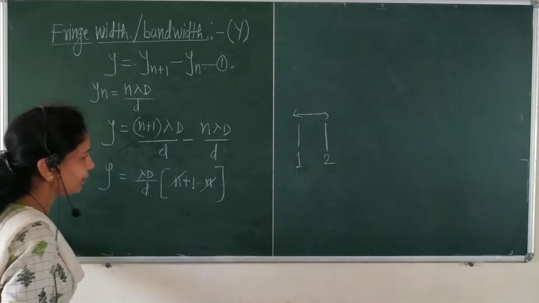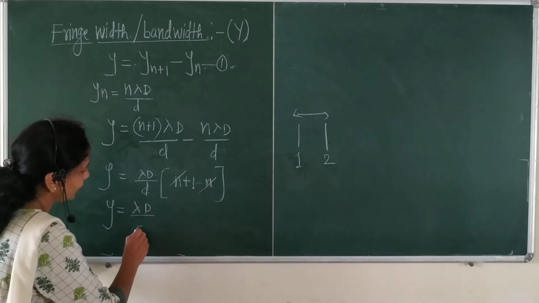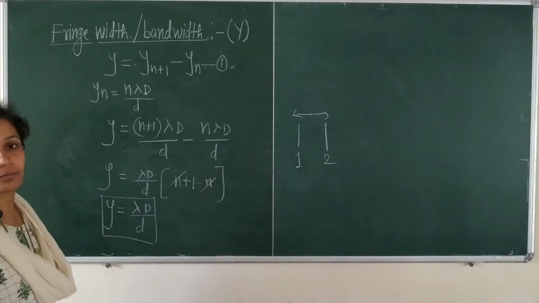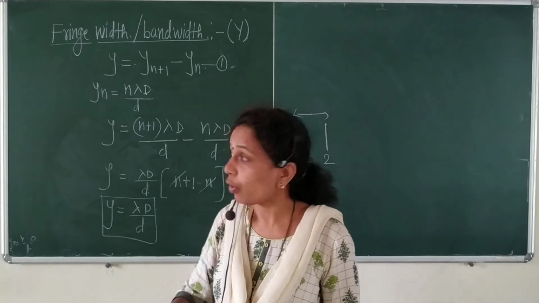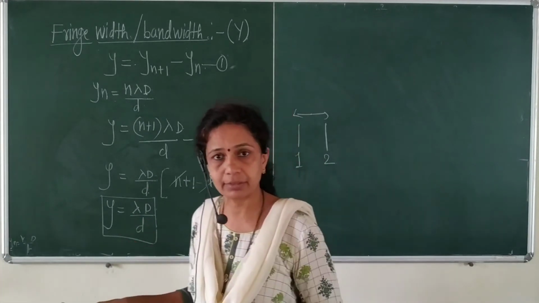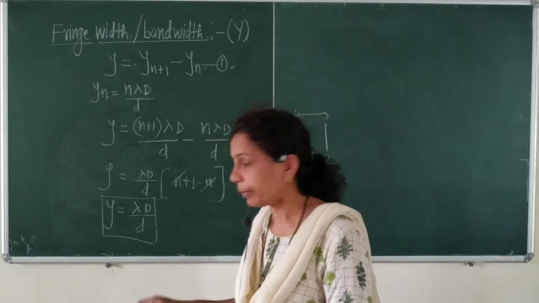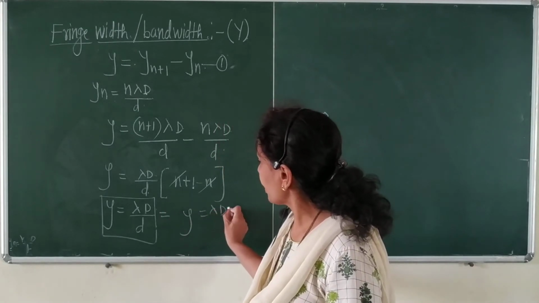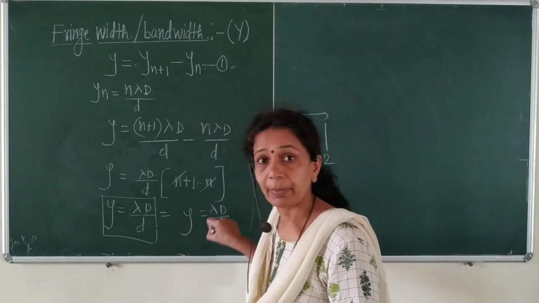Therefore this n gets cancelled. We get y is equal to lambda D upon small d. This is the expression or equation for the fringe width or band width for bright bands. Similarly, you can calculate the fringe width for dark band. It is also the same. Y is equal to lambda D upon small d for the dark band also.